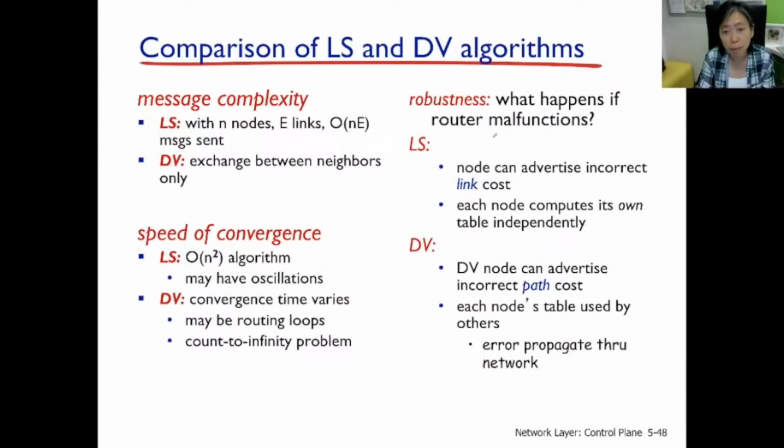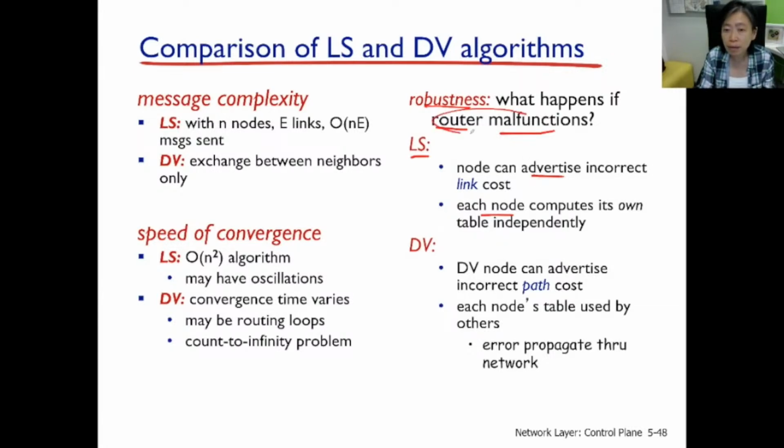The third metric to compare is robustness. What if a router is malfunctioning and reporting the wrong link costs? In link state routing, during the phase that the router is malfunctioning, the neighboring nodes will be advertising the wrong link state reports, and each router will be calculating the shortest distance based on the wrong link state report.